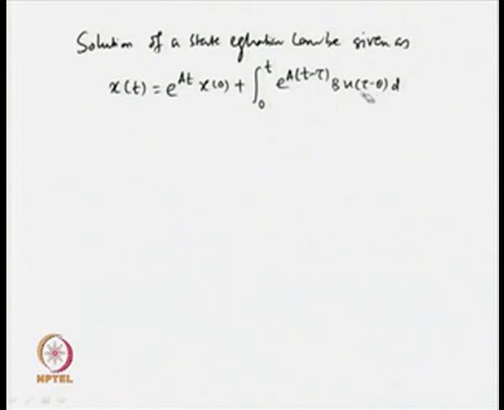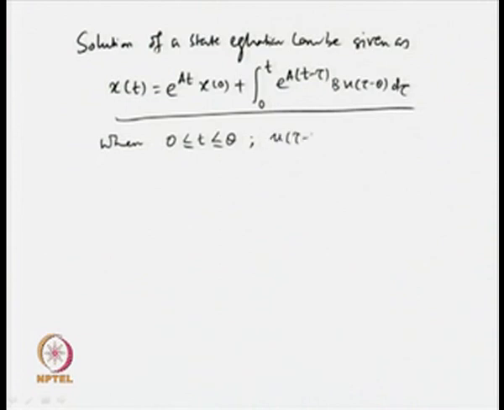Therefore, I will write down the output equation in some other convenient form: e^(a(t - τ)) b u(τ - θ) dτ. So, this is the solution of a state equation. How can we use the solution for the state equation for our case? When we consider the time range t between 0 to θ, during that the input u(τ - θ) is equal to u(t - θ) is h.